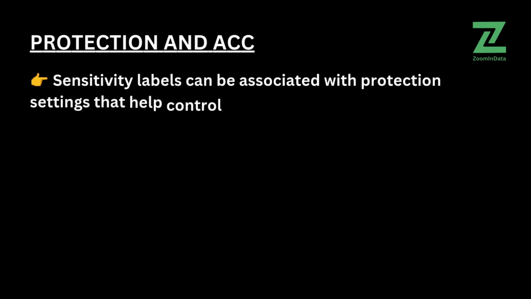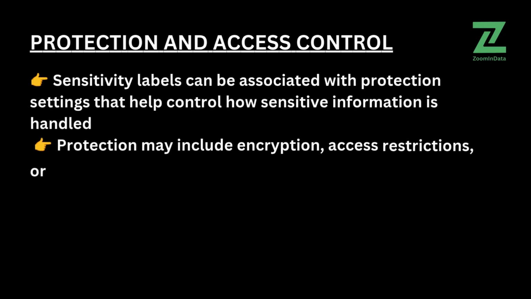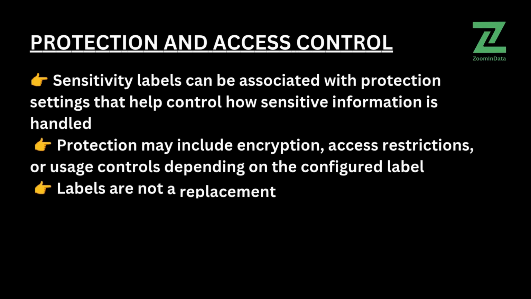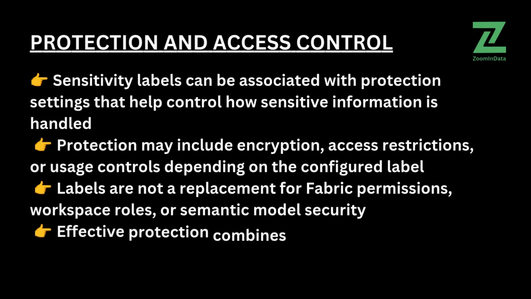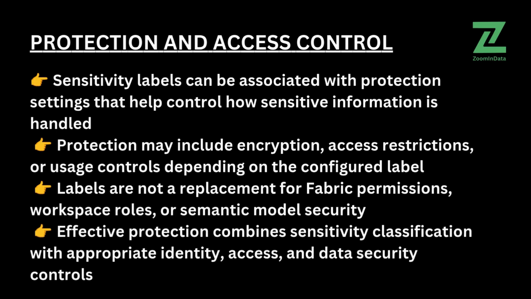Sensitivity labels can be associated with protection settings that help control how sensitive information is handled. Protection may include encryption, access restrictions, or usage controls depending on the configured label. Labels are not a replacement for Fabric permissions, workspace roles, or semantic model security. Effective protection combines sensitivity classification with appropriate identity, access, and data security controls.